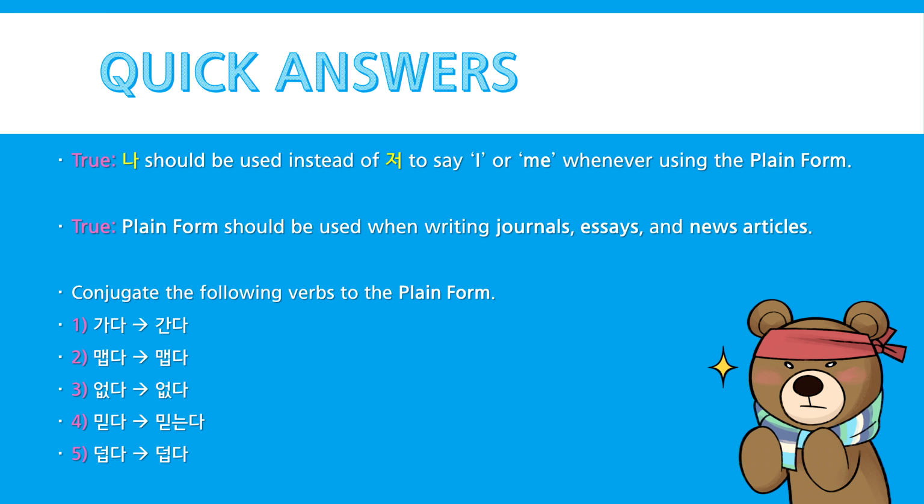Next, let's conjugate the following verbs to the plain form. 가다 becomes 간다, 맵다 becomes 맵다, 없다 becomes 없다, 믿다 becomes 믿는다, and 덥다 becomes 덥다.